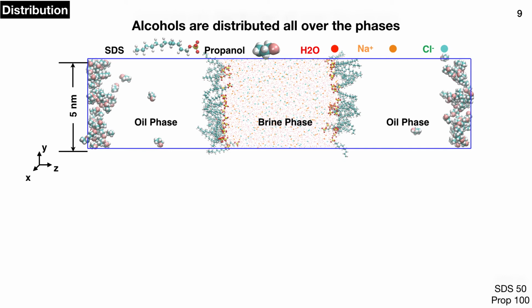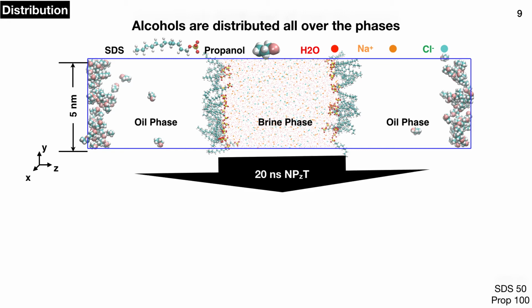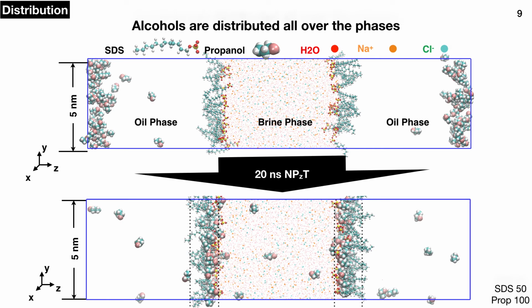We put the SDS molecule at the interface for the initial configuration, and the propanol molecules are originally distributed in the oil phase. After 20 nanosecond NPT calculation, as shown here, we found that the propanol molecules, which were originally distributed in the oil phase, moved to the interface and even went through the interface to get to the brine phase.